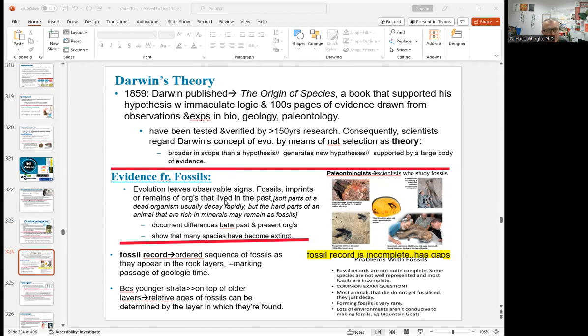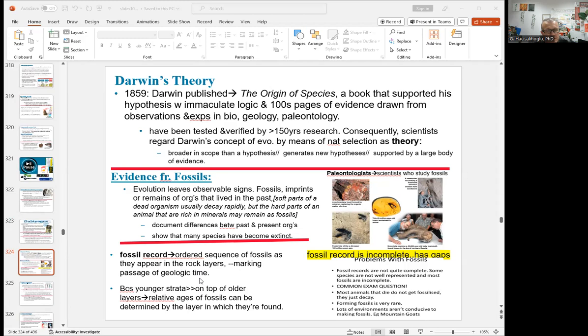So evolution leaves some observable signs, the imprints remaining of organisms from the past in rocks and other forms. These dead organisms decay rapidly, but hard parts rich in minerals stay in the fossils, and that can help us document differences between the past and present-day organisms and show many species have become extinct as well, which is why we have only fossil records.